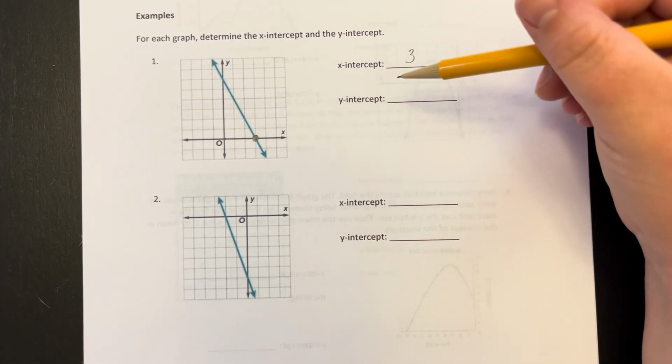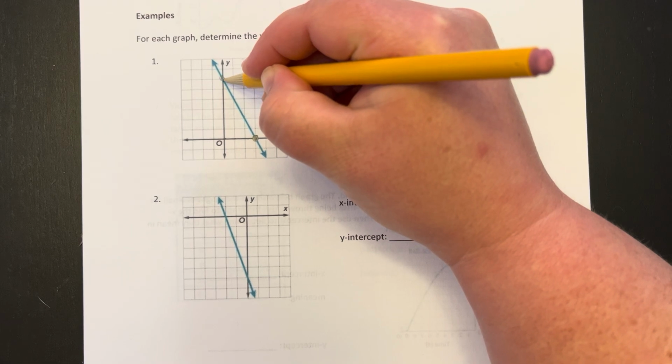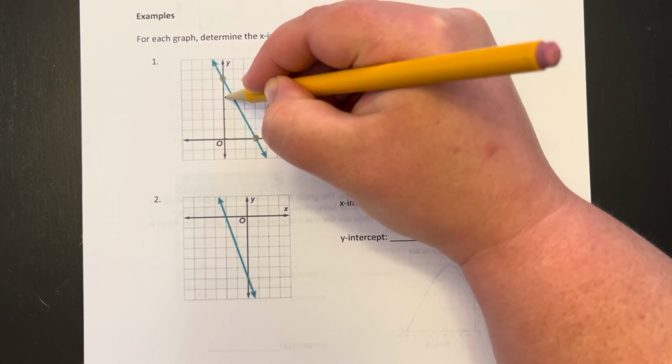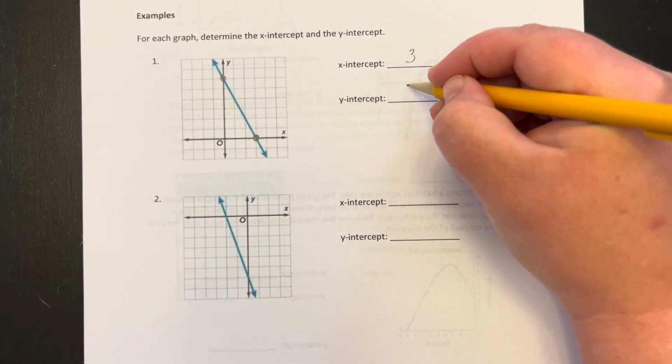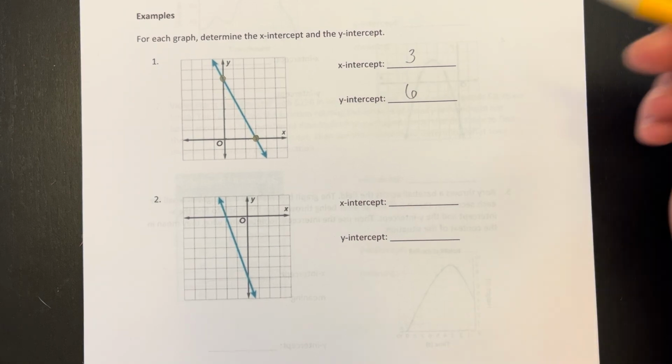Then I'm going to do the same thing, but for the y-intercept, which is on the y-axis. So that's going to be where my line touches the y-axis, which is right here. That's 1, 2, 3, 4, 5, 6. So my y-intercept is 6. All right, let's try the next one.